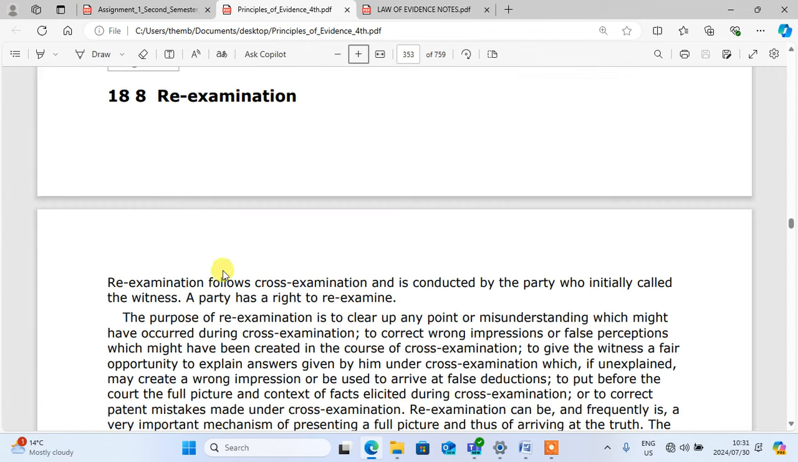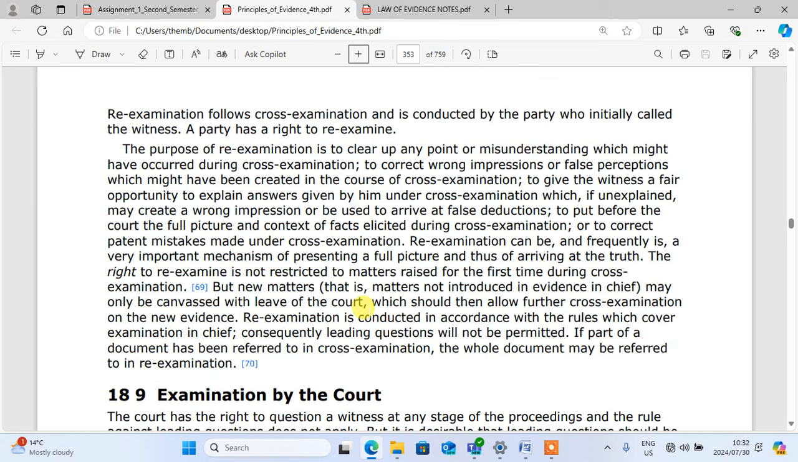Then we will conclude by re-examination. Re-examination follows cross-examination and is conducted by the party who initially called the witness. A party has a right to re-examination. And then we have a purpose there.